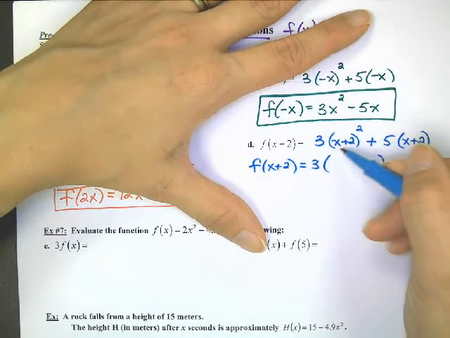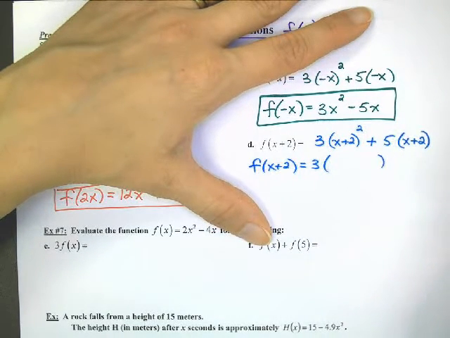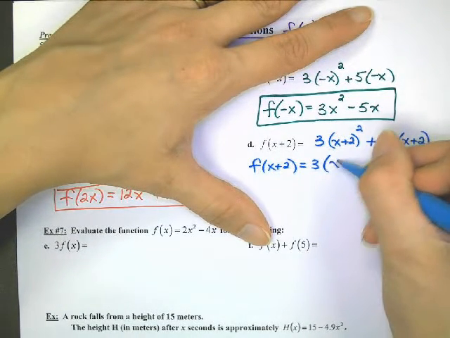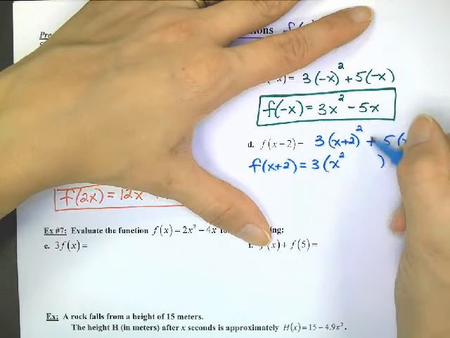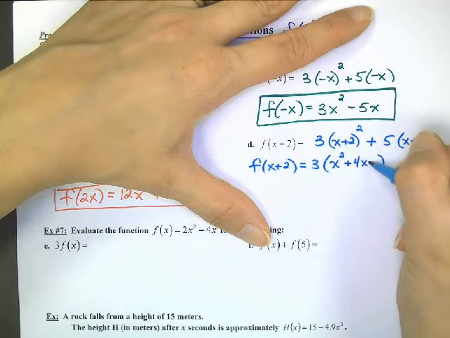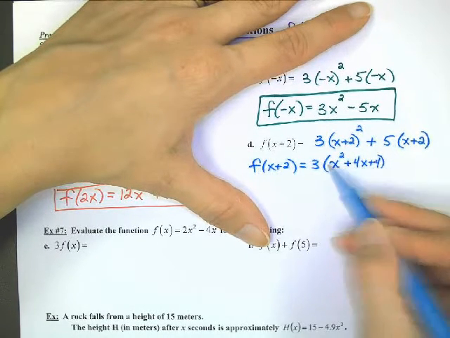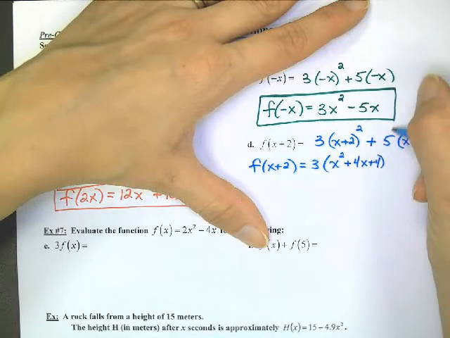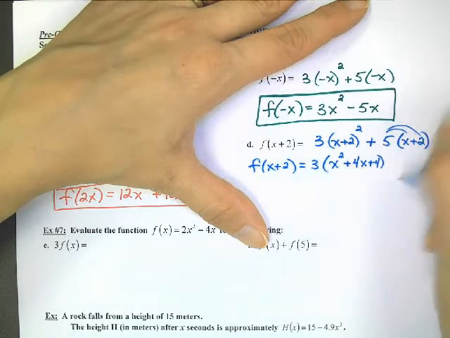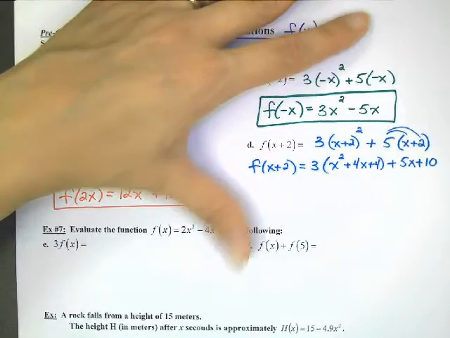Now, if you need to write x plus 2 times x plus 2 and write it down 2 times, that might be helpful because we have to make sure that we get our outers and our inners. That's plus 4x plus 4. Again, if you're confused on how to multiply, write it down 2 times on a piece of scratch paper. Let's go ahead and distribute a positive 5: plus 5x plus 10.